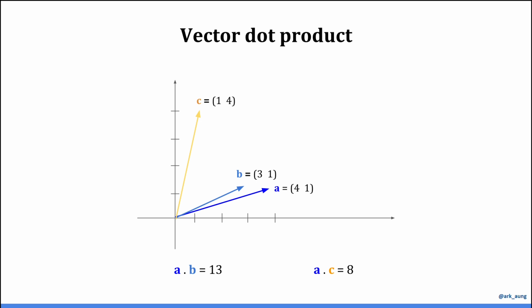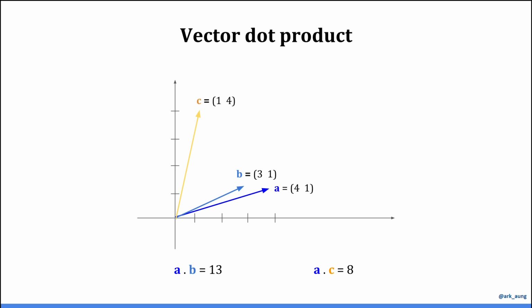So what we can say is that vectors A and B are pretty similar. They're closer, so they're similar. So if you do a dot product between vector A and B, you're going to have a magnitude which is larger than if you do a dot product between vector A and C. So that is the essence of a vector dot product.